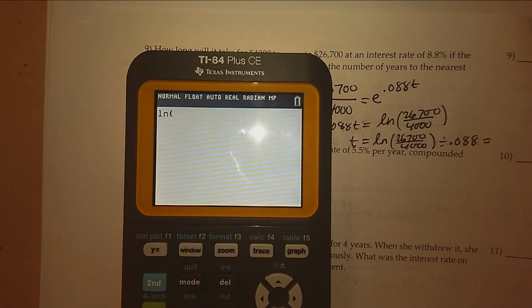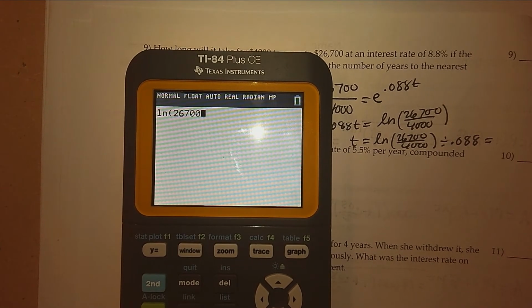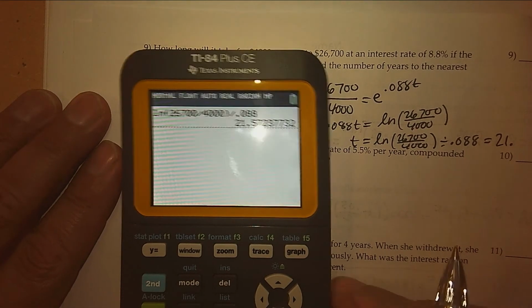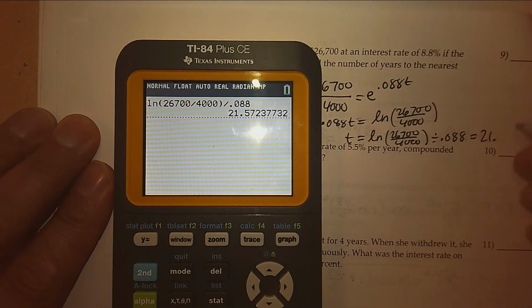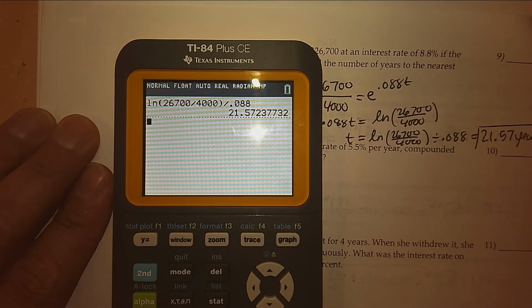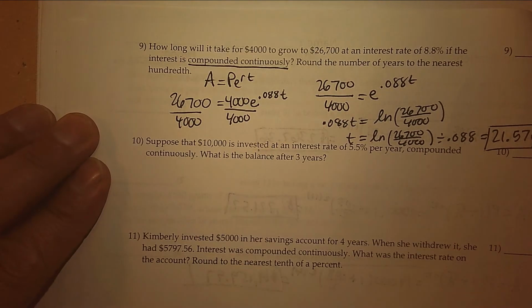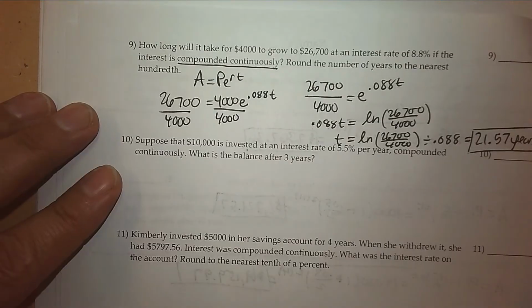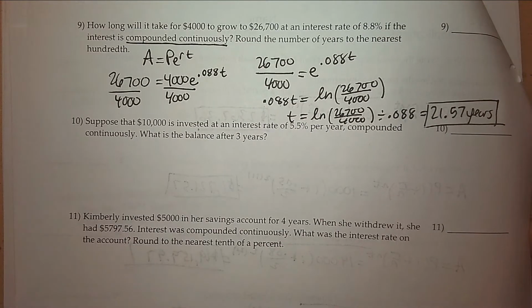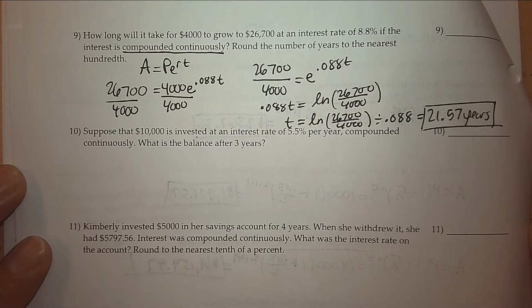So ln of 26,700 divided by 4,000, divided by 0.088. And the answer is 21, and it says round the number of years to the nearest hundredth. So that's 2 decimal places. That's 57. So 21.57 years. So I said it would take a long time. That's a big jump from 4,000 to 26,700. So compounded continuously at an interest rate of 8.8%, it would take 21.5 years about.